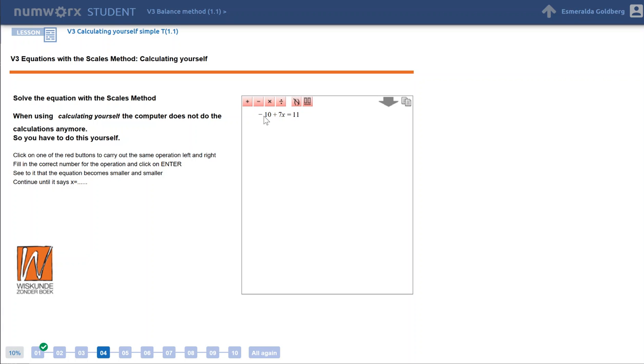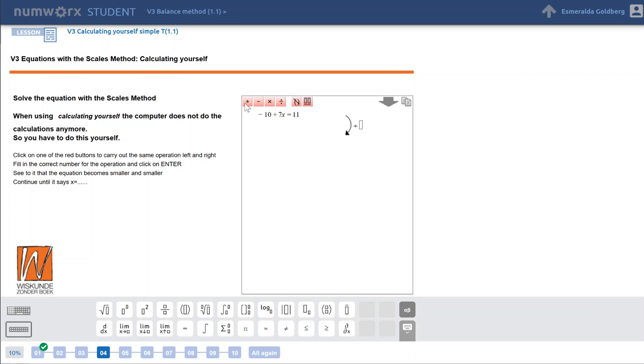The equation that we get is minus 10 plus 7x equals 11. So no bags of marbles on the right-hand side, just 11 loose marbles, and on the left-hand side we have minus 10 loose marbles plus 7 of those bags of marbles. We want x's on the left-hand side and regular numbers on the right-hand side. So right now on the left-hand side we have minus 10, which we want to get rid of. And we can get rid of minus 10 by doing plus 10, because then we make it 0.